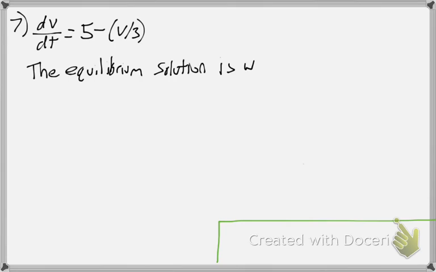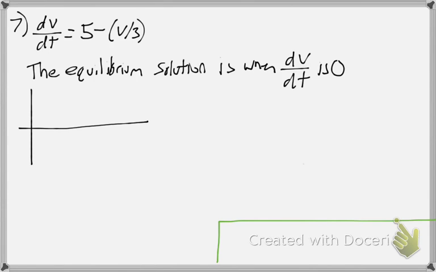is when dV over dt is 0. So this one I'm actually going to graph. And I'm going to graph it from negative 10 to 10 and to 30. This is dV over dt, and this is V. So if you graph this, then it's going to look like this.